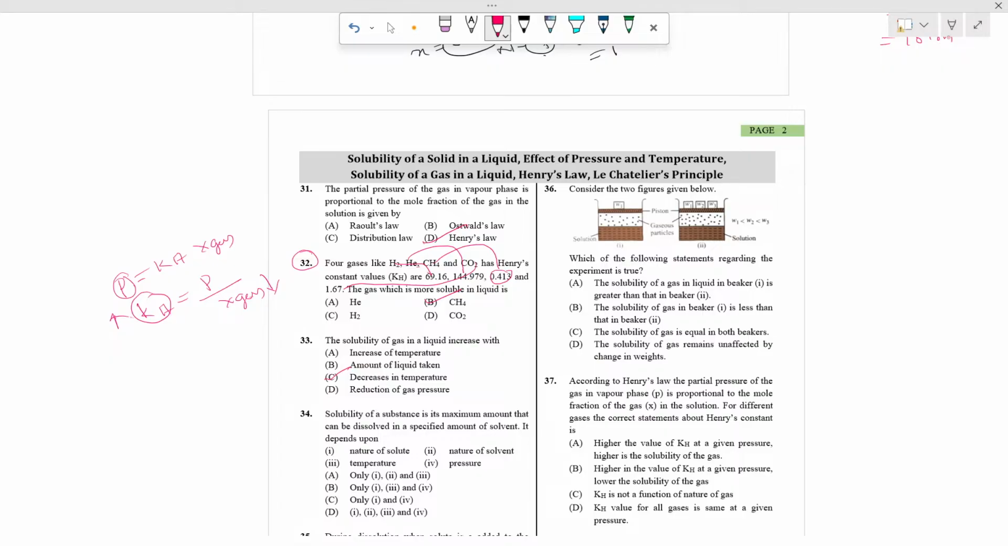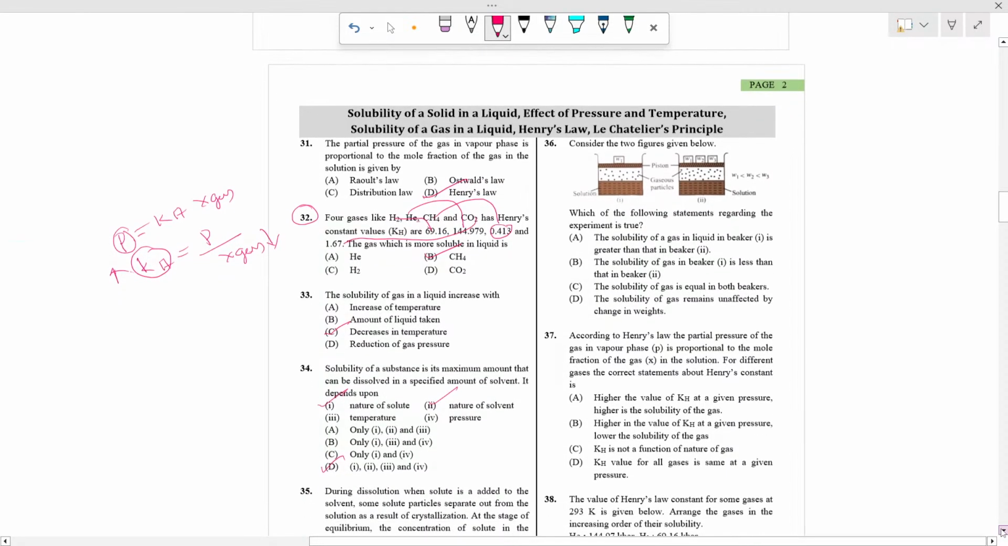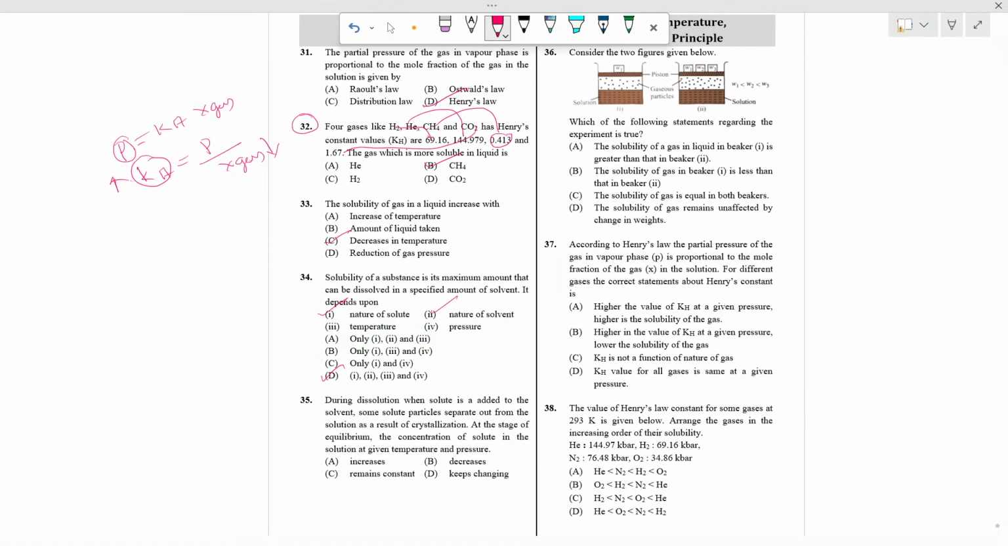Next one. Solubility of a substance is the maximum amount that can be dissolved in a specified amount of solvent. It depends on the nature of the solute, because like dissolves in like. It will depend on the nature of the solvent, temperature and pressure. If the gas is there, we have to consider pressure also. That's why we have to consider all.